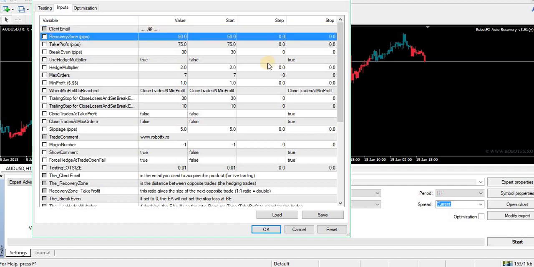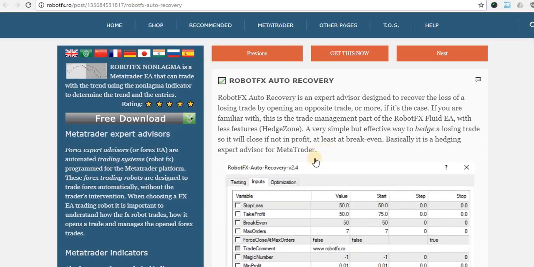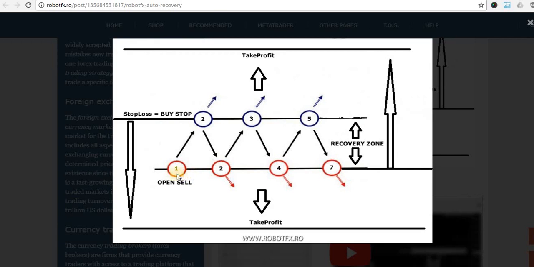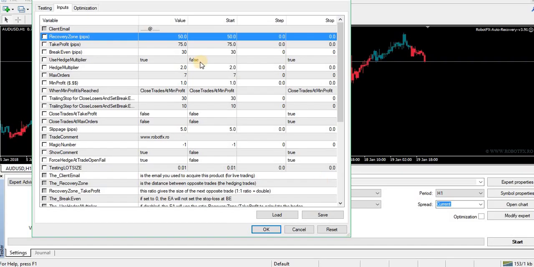The recovery zone, we talked about it. It's the distance where the auto recovery will place its hedging trade. If you open a buy or sell right at this level, the recovery zone will be, with these settings, 50 pips away.